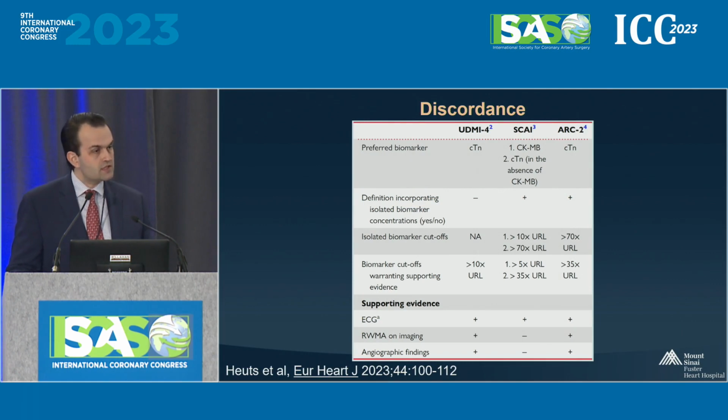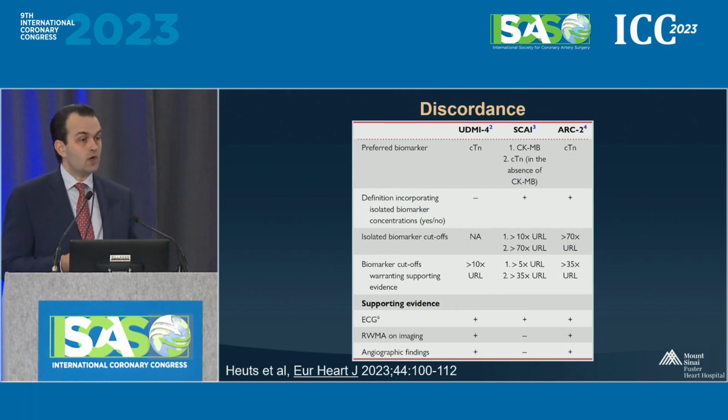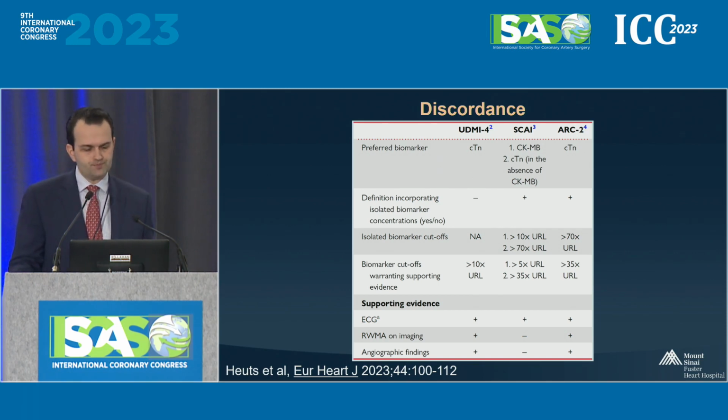Now, as was previously noted, there is discordance if you look at varied definitions of periprocedural myocardial infarction. These are three in particular here: the universal definition of MI, the fourth version in particular, the SCAI definitions, and the Academic Research Consortium definitions, which vary quite dramatically. If you look at what the measures are being used, whether or not CKMB is a preferred agent or rather troponin itself, what the cut points are as a multiple of the upper limit of normal, and what the demands are for other elements of corroborating information.